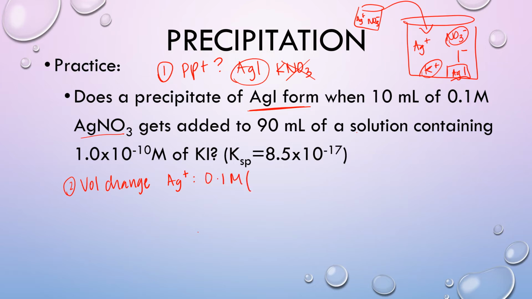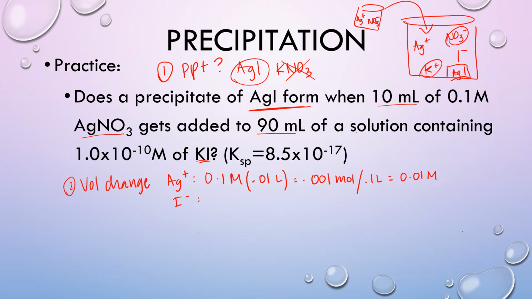So the silver ion concentration was 0.1 molar. We had 10 milliliters of it, so that's 0.01 liters. That gives me 0.001 moles. Then I divide it by the new volume, which is 10 plus 90, which is 100 milliliters, which is 0.1 liters. And my new concentration of silver is 0.01 molar. And then for the iodide ions, again, it's from potassium iodide, but it's the iodide ions that are actually going to contribute to my precipitate.